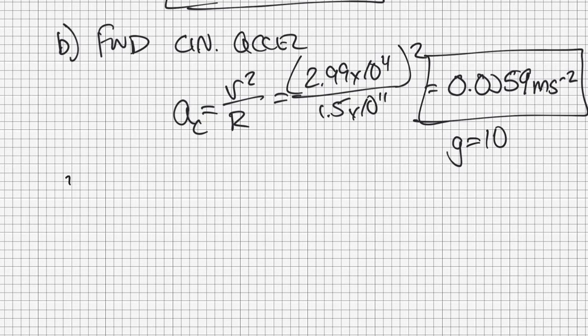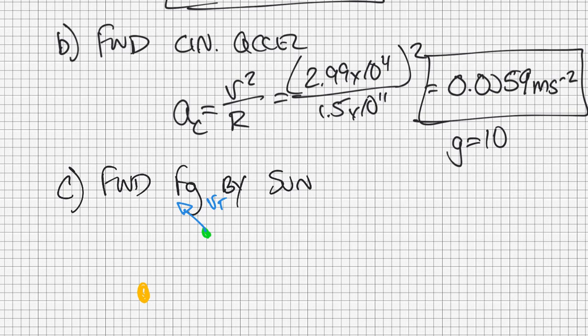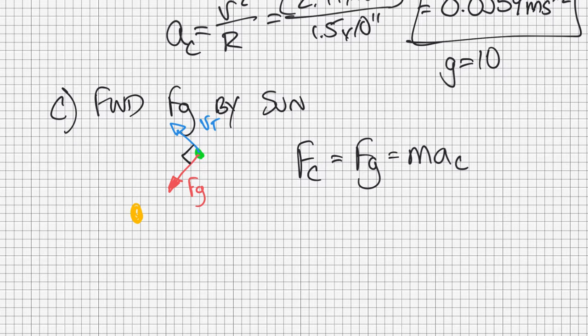So lastly then, we're going to find force of gravity by the sun. And again, if we think about this, if this is our sun and then this is our Earth, right, we have a velocity tangential there, and then we're going to have a gravitational force that is perpendicular to that. And that being perpendicular is what causes us to be pulled into a circle. And so that is simply a centripetal force, which is our force of gravity, which is going to equal mass times our centripetal acceleration.